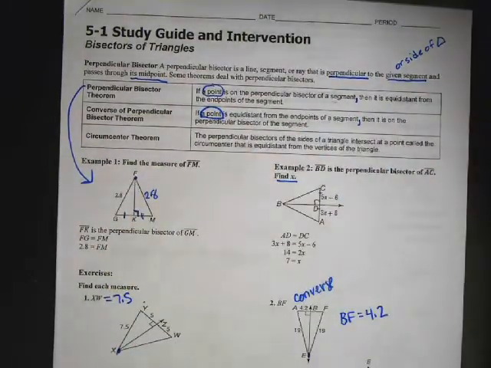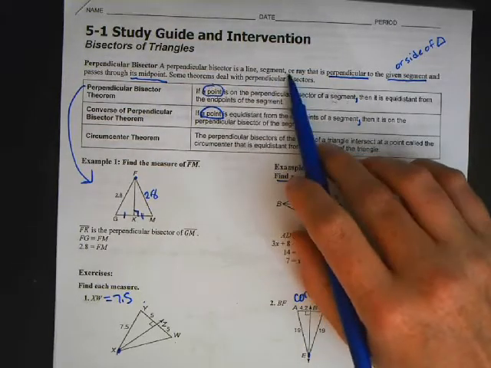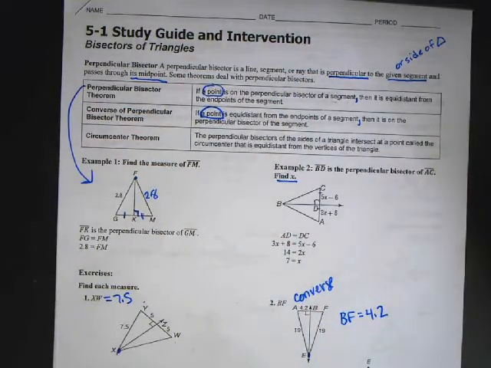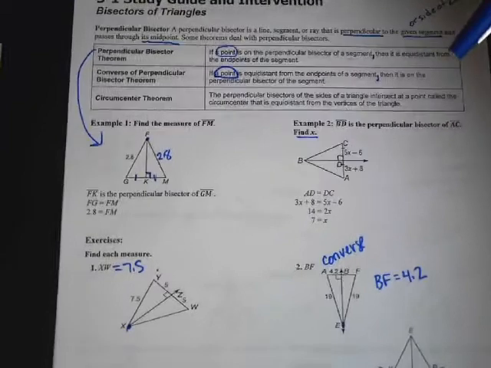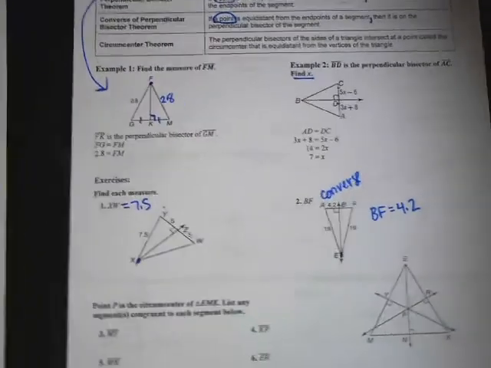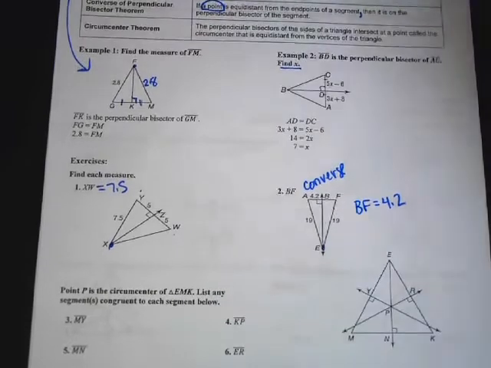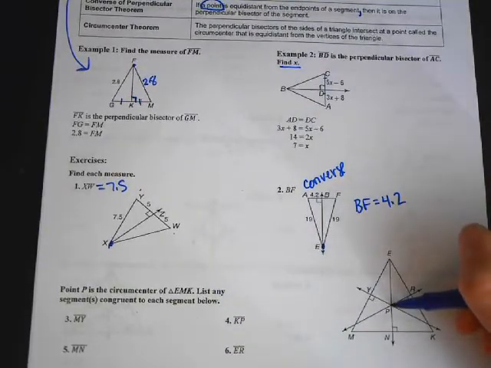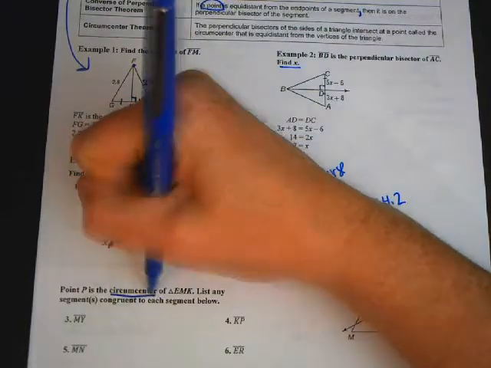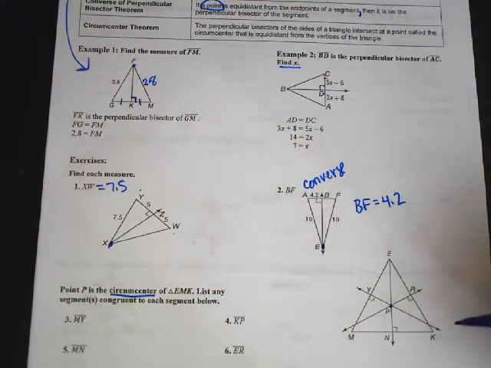The circumcenter theorem. So, in a triangle, every side can be bisected by a ray, segment, or line that's perpendicular to it. So there could be 3 perpendicular bisectors. So what that is saying is where they all meet, that's called the circumcenter. Okay? The circumcenter for this picture down here would be this point P, okay? Circumcenter, where all the perpendicular bisectors meet.